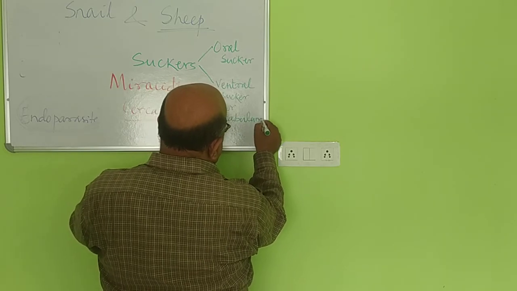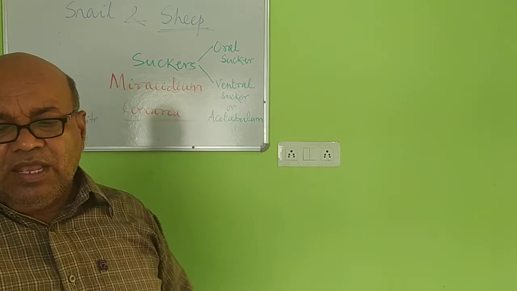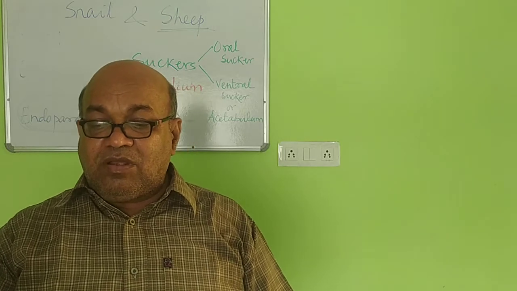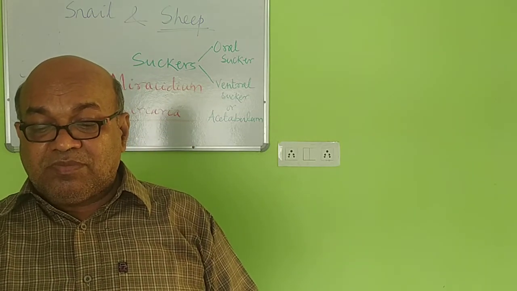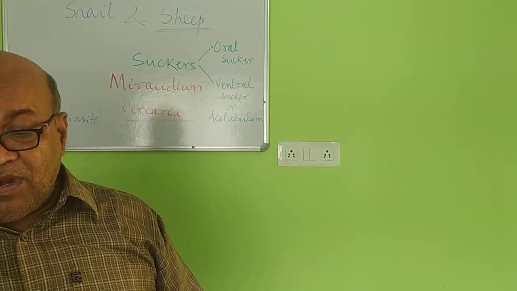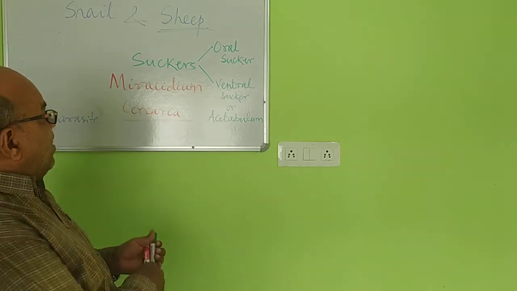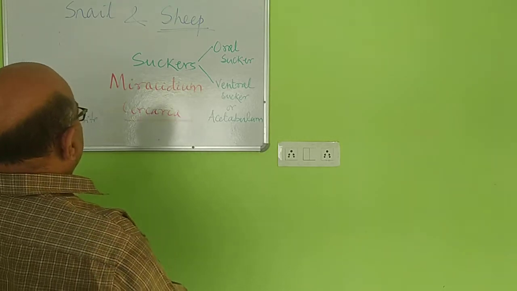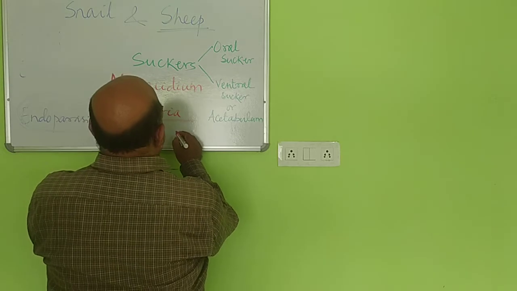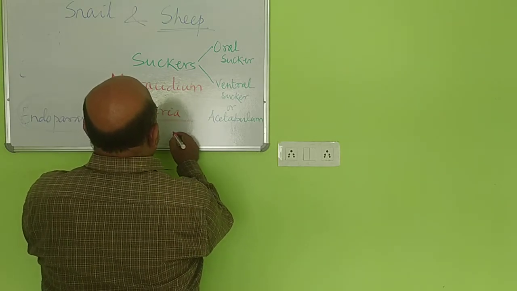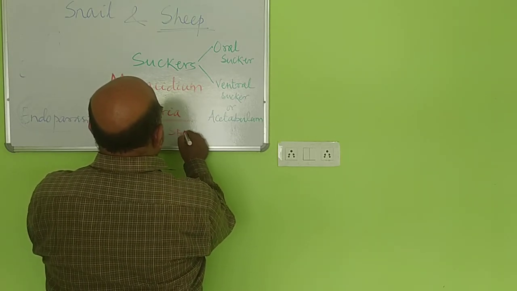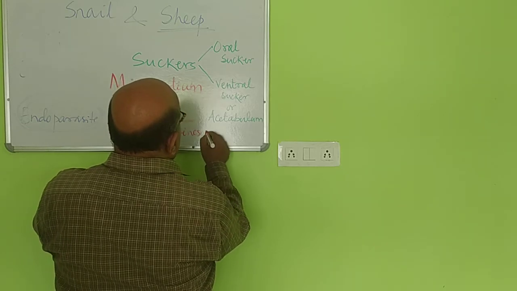Acetabulum. Okay? Acetabulum is also called the ventral sucker. And after this, spines and hooks are also possessed by some parasites as attachment organs. Spines, S-P-I-N-E-S.